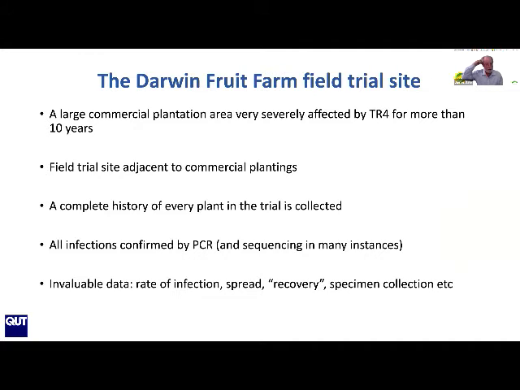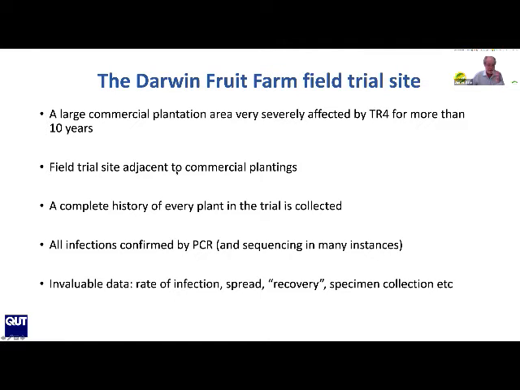Let me tell you a little bit about Darwin Fruit Farm, and that's where our field trial site is. It is a large commercial plantation, which is very severely affected by TR4 and has been for more than 10 years. They continue to grow bananas there because they supply the local market. It's the only plantation that has sufficient volume to supply the local market in the Northern Territory. And usually the plant crop, the first return and maybe the second return are harvested before that site has to be ploughed in because of the effect of TR4.